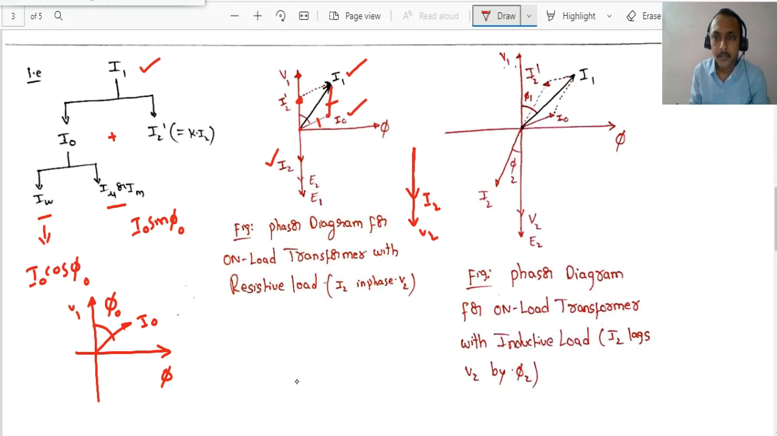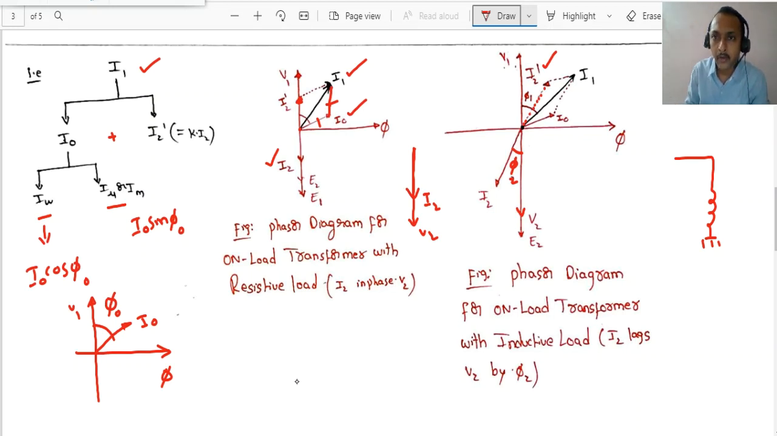Observe here. If this is V2, I have drawn I2 at some angle phi 2. Very, very important. This is the case when the load is an inductive load. Now I2 is lagging V2 by some angle phi 2. Clear? Now to get I2 dash, it's quite opposite. So just extend this I2 backwards, 180 degrees backwards. Now this is your I2 dash.